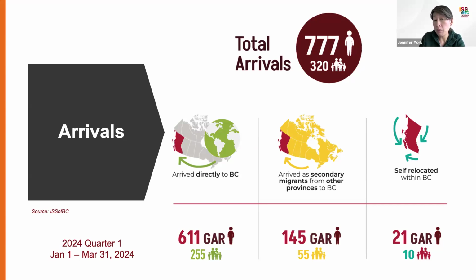it also means that there are people who are not originally destined to Metro Vancouver. Again, our data here is for Metro Vancouver, but there are people who are moving to Metro Vancouver as well. And so that's an important piece to also be aware of, because the services and support is also needed for that. And the total number of GARs, government assisted refugees, that we have received in the first quarter was 777 individuals or 320 families.